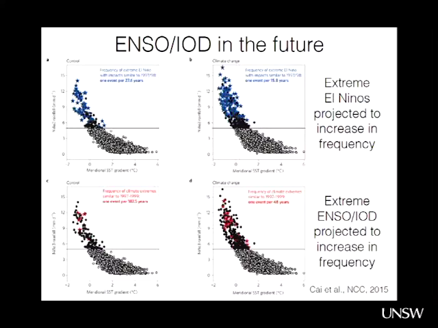And this one is looking at extreme ENSO events combined with extreme IOD events, because the 1997-98 event was not only a strong ENSO, it was also a strong IOD. So they find that those events are also projected to increase from once every 187 years to once every 48 years, which is quite dramatic, really.